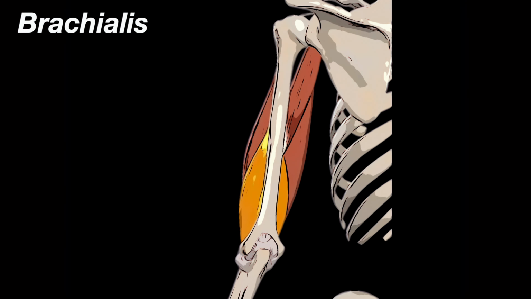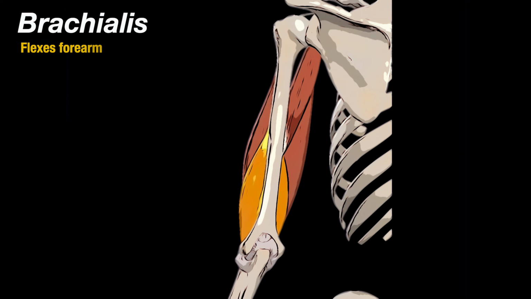It is a flat, fusiform type of muscle. It is located anterior or superficial to the humerus. It's posterior or deep to the biceps brachii. It's medial to the brachioradialis and lateral to the pronator teres muscle. The brachialis muscle contributes to the formation of the floor of the cubital fossa.